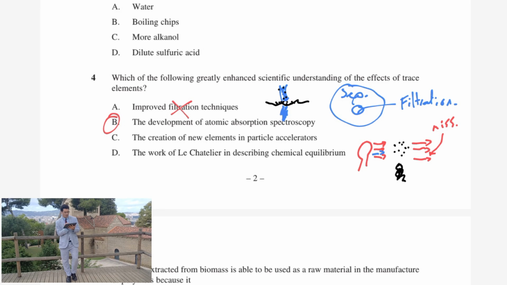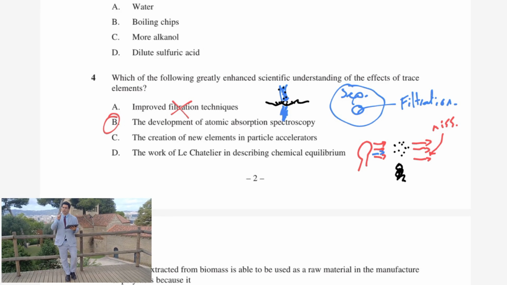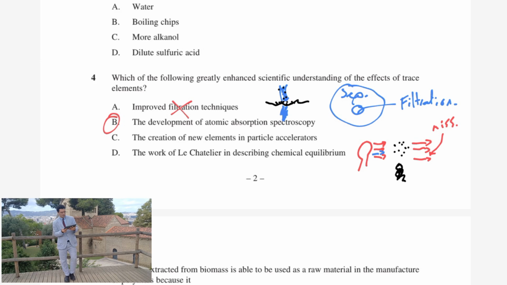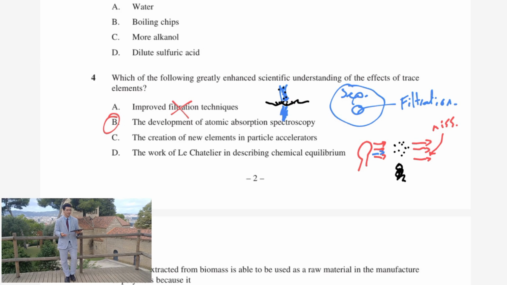Now, particle accelerators would enhance your understanding of trace elements, but it is not as likely to be the answer as it is B. Why? Well, the creation of new elements in particle accelerators only applies to extremely heavy elements, because they're the ones that you need particle accelerators in order to generate. So I'll give you one example.